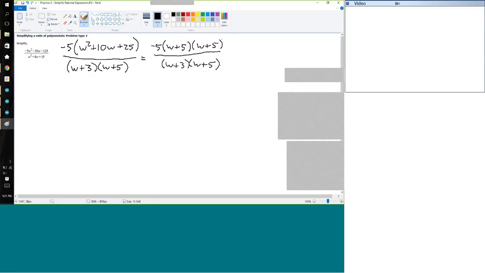So now see I've got a w plus 5 up top and in the denominator. I'm going to go ahead and cancel one of the ones from the numerator. There's still this one remaining, so I can only cancel one of them out. That leaves me at negative 5 times w plus 5 divided by w plus 3. Everyone else get the same thing?